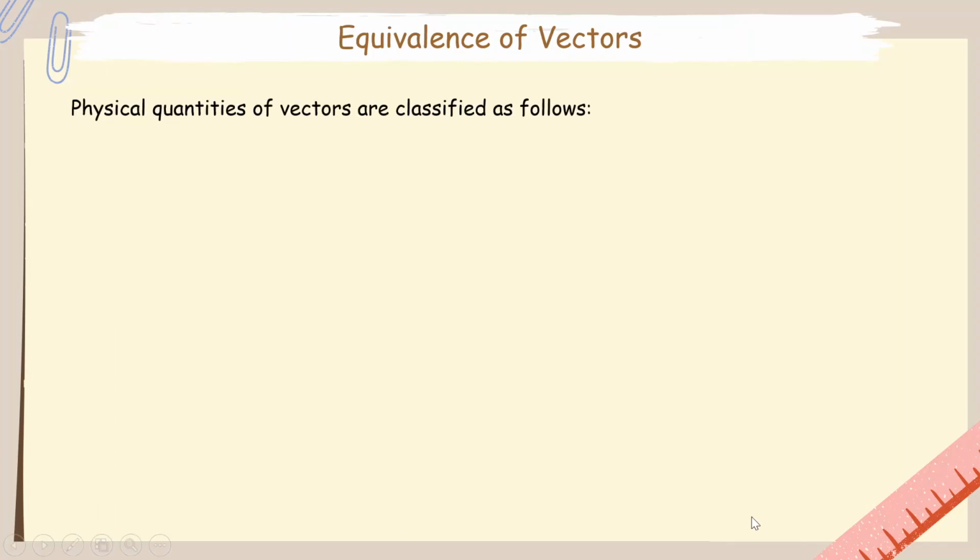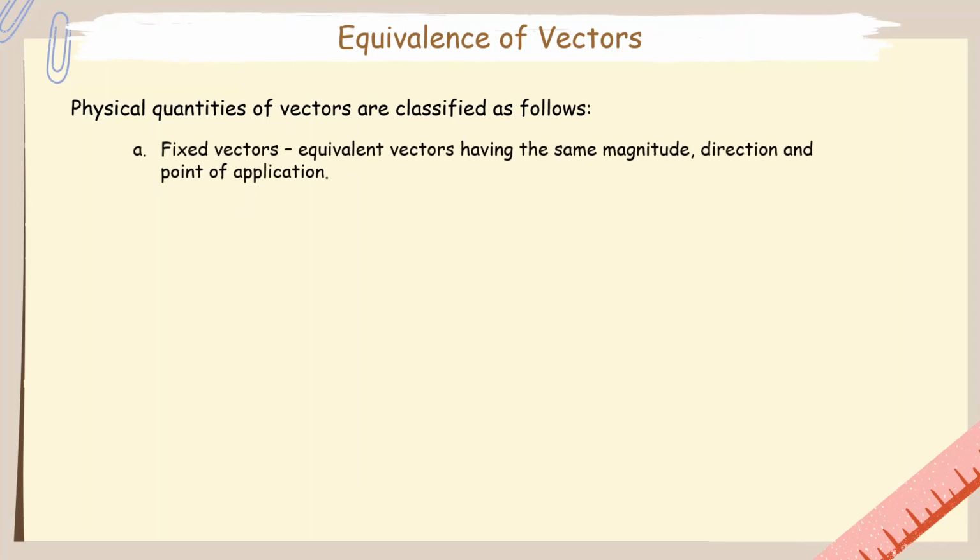Physical quantities of vectors are classified as follows. Okay, so these are the different classifications of vectors. First, we have the fixed vectors. So they are vectors having the same magnitude, direction, and point of application.